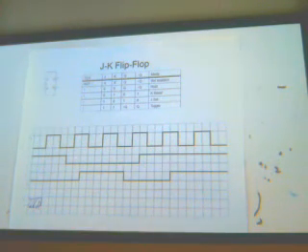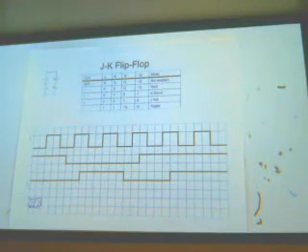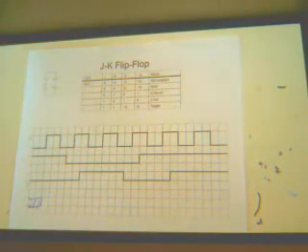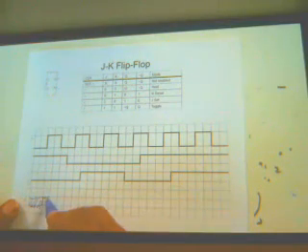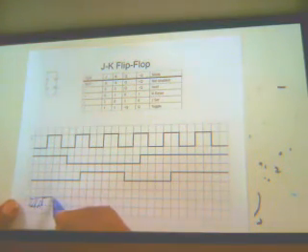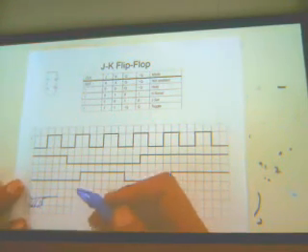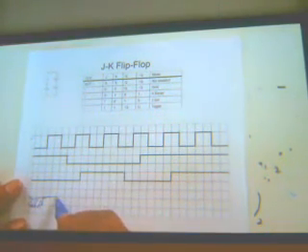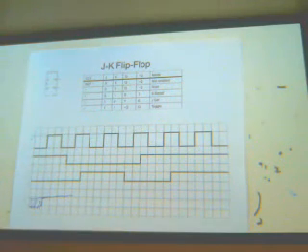All right, what next? Now we have a leading edge, so we're allowed to change states. J is a 1 while K is a 0. So what does the truth table tell us for that? Q should be what? 1, right? Now we're not going to change here because we don't have a leading edge. We can't change until possibly we get here. That's our next leading edge.